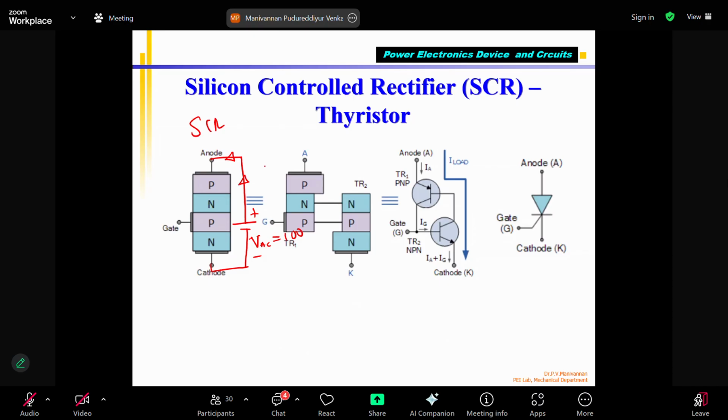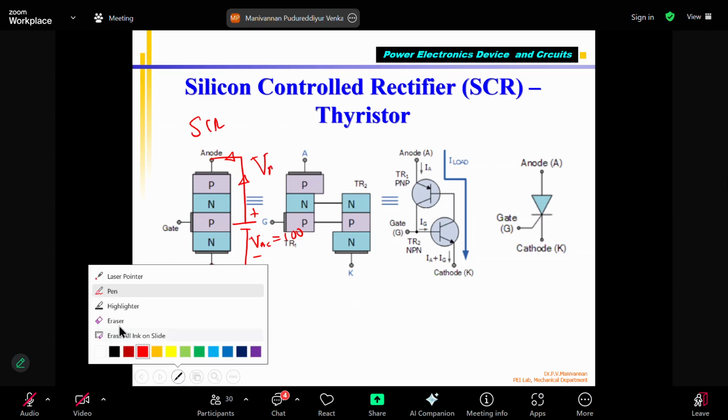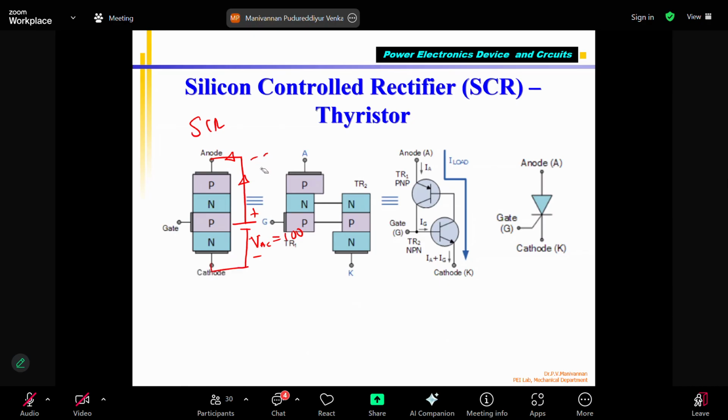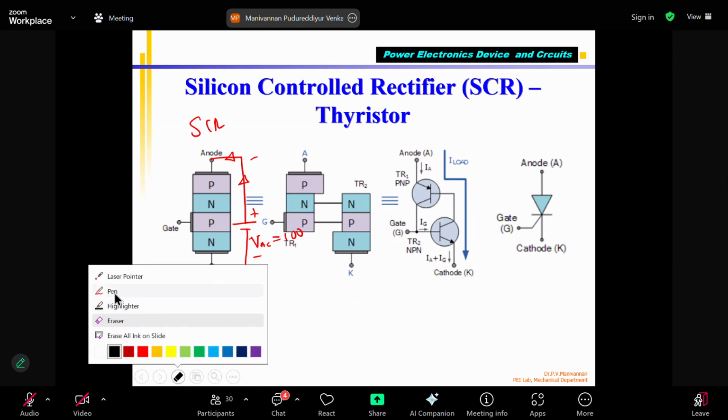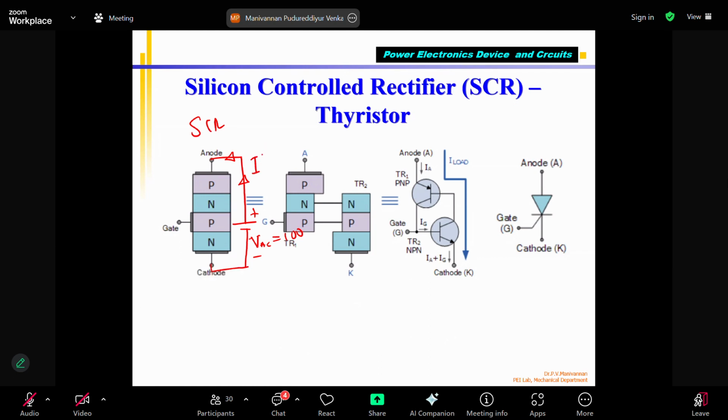The current we call as IA. I can say IAC. It is volt, it is not voltage. It is current, so we have to say I. Some books put IA, anode current. Some books put IAC, anode to cathode current. Don't get confused. Similarly, this voltage they say VA, anode voltage, or VAC, anode and cathode voltage. They are called bias voltage.